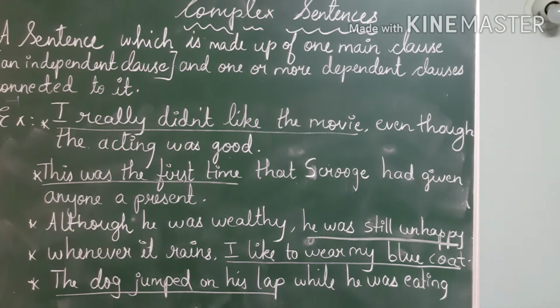Whenever it rains, I like to wear my blue coat. Here also, as the dependent clause is in the starting, it is separated by a comma, and I like to wear my blue coat is the main clause. So it has the subject, the verb, and the remaining part of the sentence. The dog jumped on his lap is the main clause, and while he was eating is the dependent. The first is the main clause, that is, the independent clause, and the other part is dependent because there is a subordinating conjunction, while, over there.